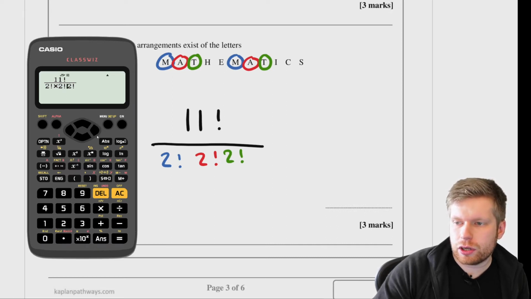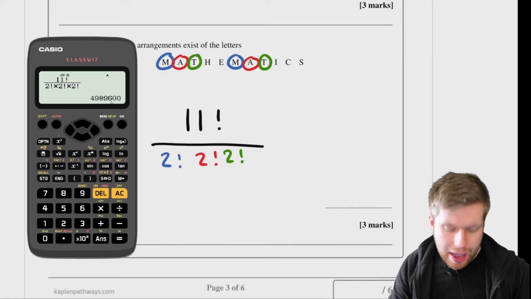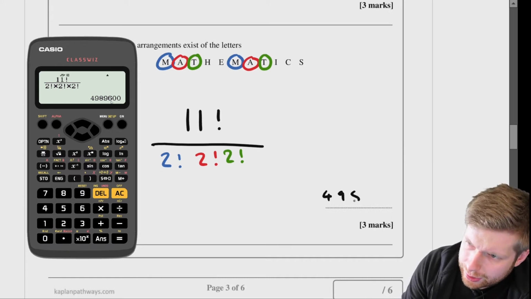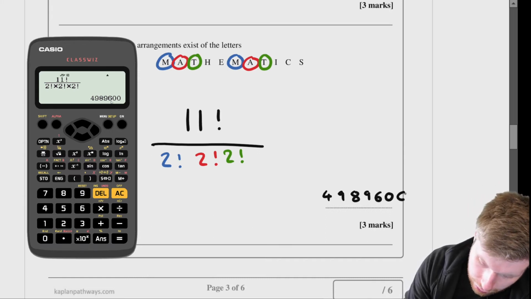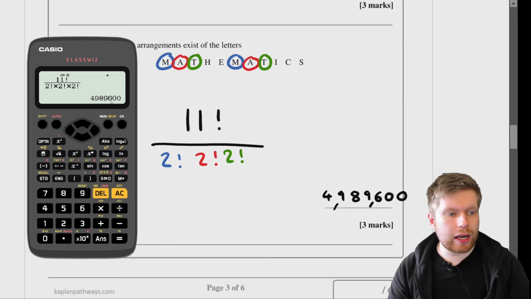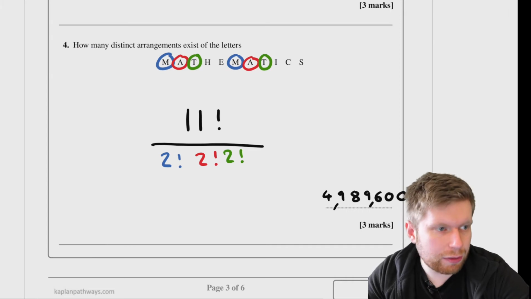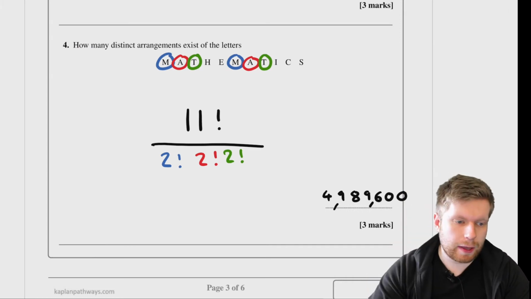So to navigate across, I'm just going to use the side arrow, put the times, hit the equals, and I get a really big number there. But that's fine. I'm just going to write it all down as 4,989,600. So in other words, that's going to be 4,989,600 ways of arranging the letters in mathematics. Okay, and it's got to be distinct. Okay, good.